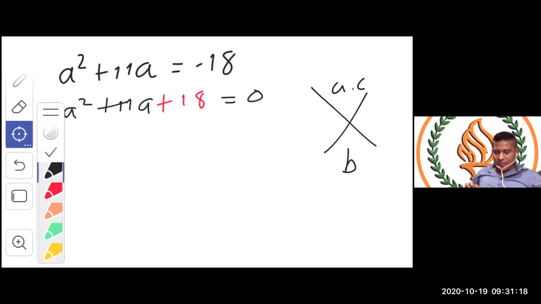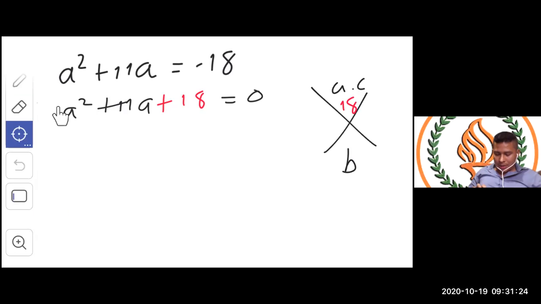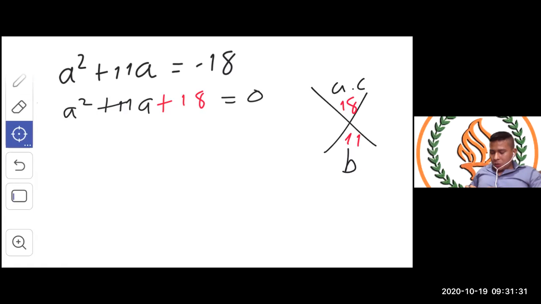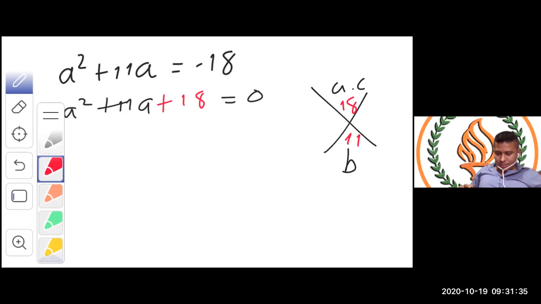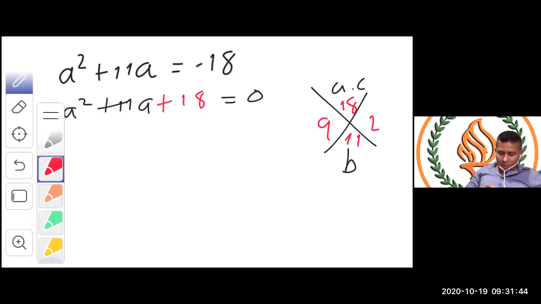Okay, let's factor using the big X method since we got one here. Let's see. A times C is 18, right? 1 times 18, 18. What is B, guys? It's 11. Two numbers that multiply to 18 and add to 11: 9 times 2. Excellent, that was clever. 9 times 2 is 18, and 9 plus 2 is 11. All of them are going to be positive. Okay, let's factor this.